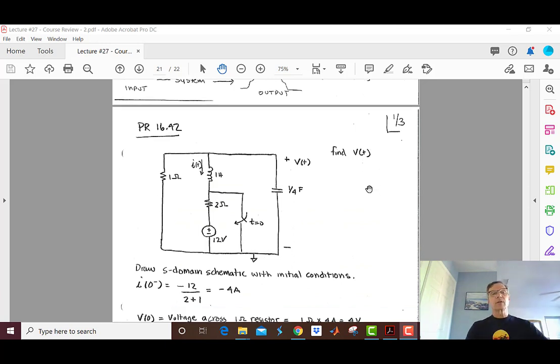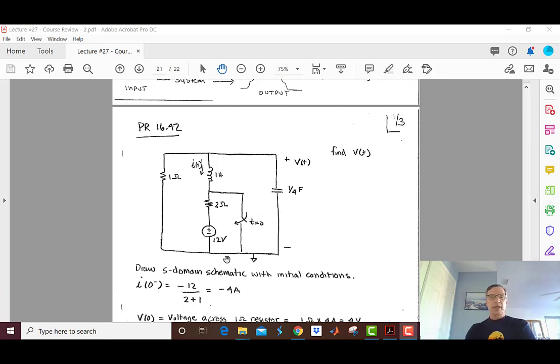Okay, so now let's move into an S-domain thuds and boings kind of problem. So we want to find V of t. Here's V of t, here's the plus, here's the minus. I didn't really have to put the plus and the minus because notationally, if I say find V of t, the implication is that it's just V of t to ground.